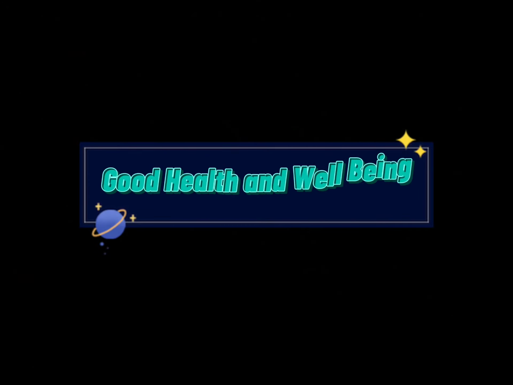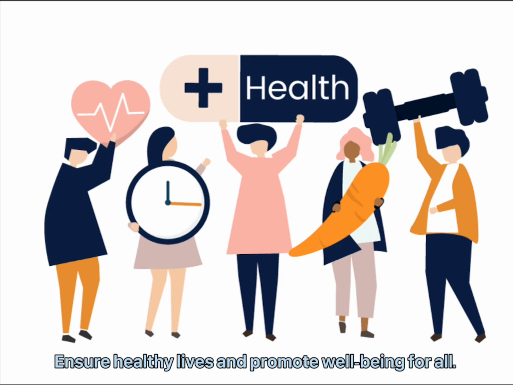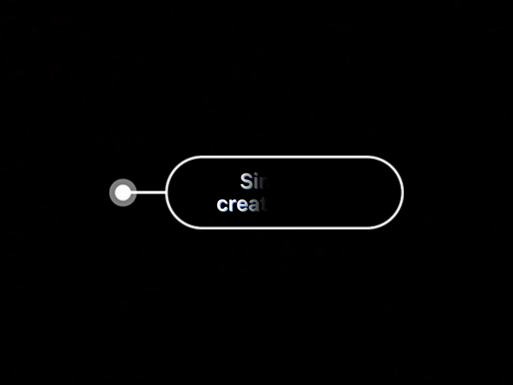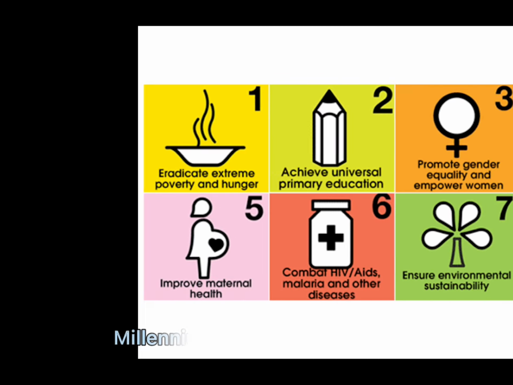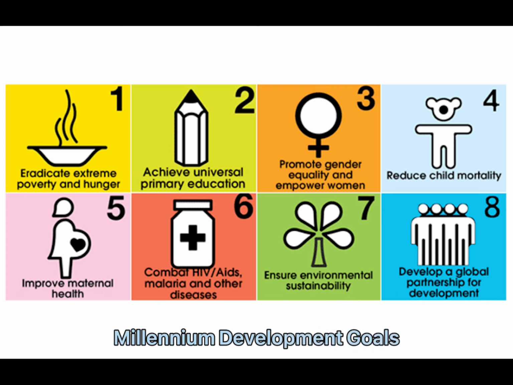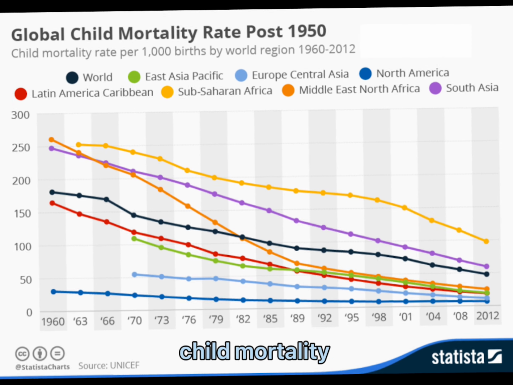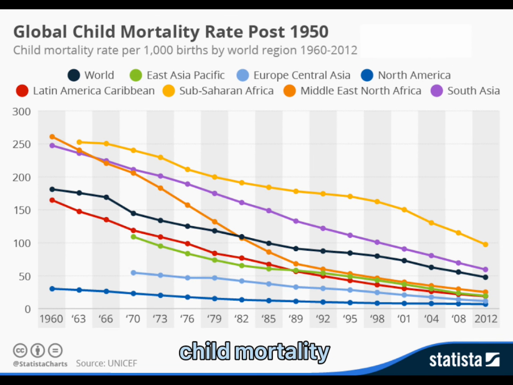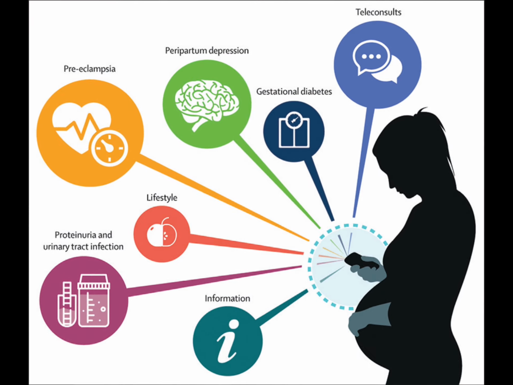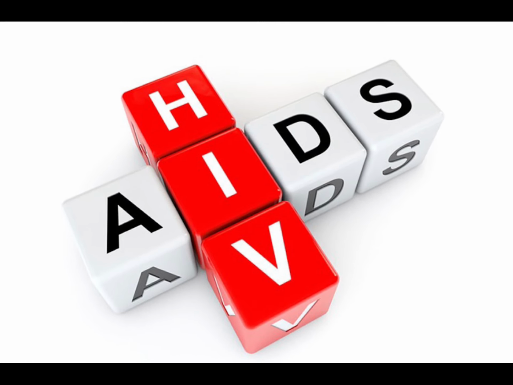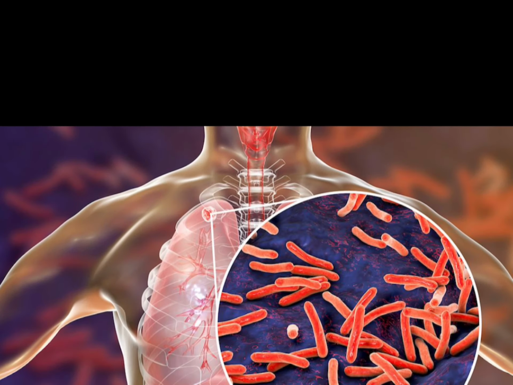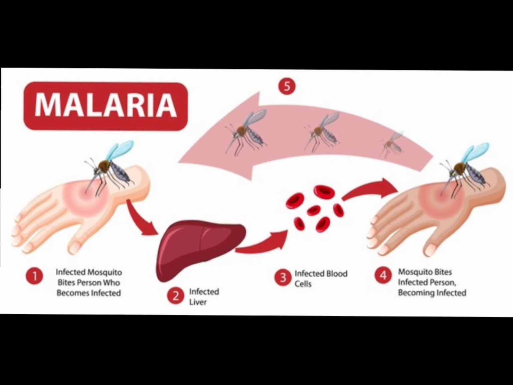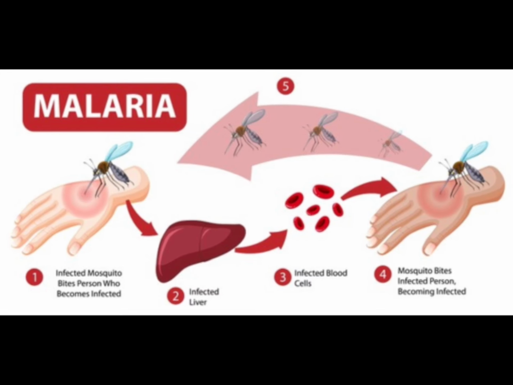Good health and well-being. Overview. Ensure healthy lives and promote well-being for all. Since the creation of the Millennium Development Goals, there have been historic achievements in reducing child mortality. Child mortality refers to the death of children under the age of 5, improving maternal health, and tackling HIV and AIDS, tuberculosis, malaria, and other diseases.